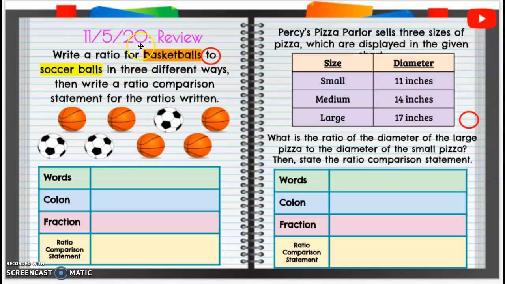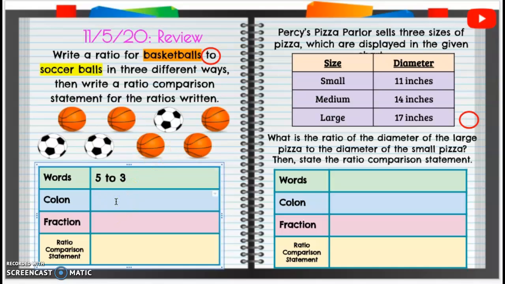So basketballs to soccer balls. So what comes first? Basketballs. How many basketballs are there? 1, 2, 3, 4, 5 basketballs. The word is just 2, T-O. 2 soccer balls. How many soccer balls? 1, 2, 3. So our ratio is 5 to 3.